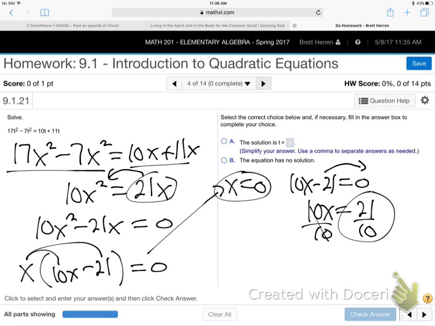How's that working for you? Is that making sense? Yeah, I never rewrote the... yeah, there we go. Good. So the two answers are 0 and 21 tenths when you type into the Math Excel thing.